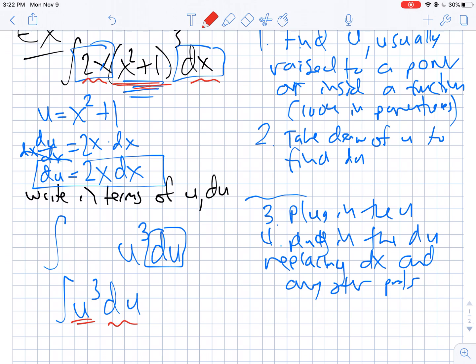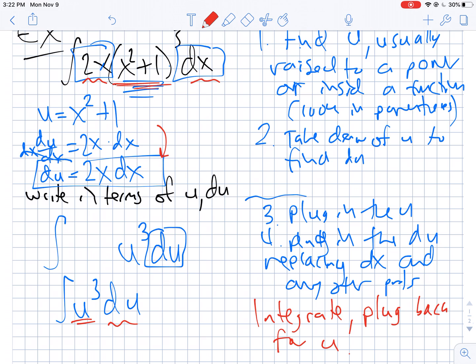And again, we found that du by taking the derivative of your u. Now at this point, you should say, this is a pretty easy integral to do. Because now all I have to do is integrate my function and then plug back in for the u.